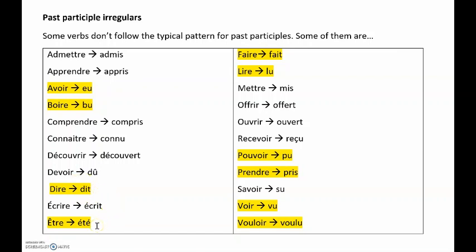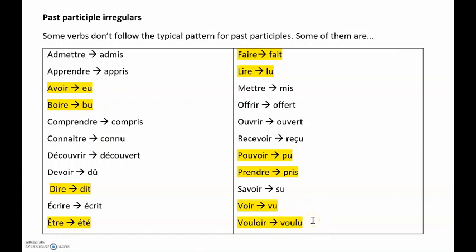For être, which means to be, it would change to était. For faire, which means to make or to do, it would change to fait. Lire means to read, and that would change to lu. Pouvoir means to be able to or can, and that would change to pu. Prendre, which means to take, that would change to pris. Voir means to see, and that would change to vu. And vouloir, in its past participle form, vouloir means to want, that would change to voulu.